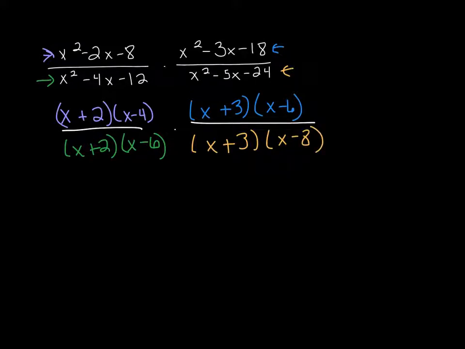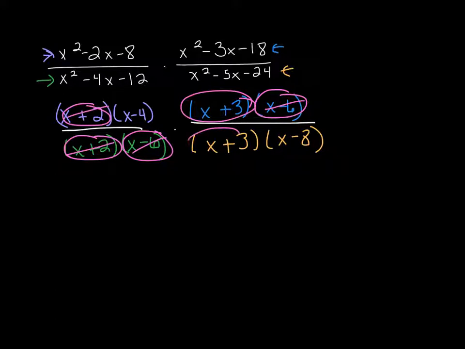Now we want to look for groups that match. Here we have an x plus 2 and an x plus 2, so we can take those off. We have an x minus 6 and an x minus 6, so we can take those off. We have an x plus 3 and an x plus 3, so we can take those off. So we are left with x minus 4 over x minus 8.